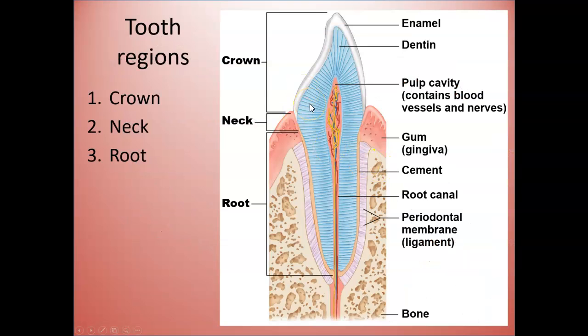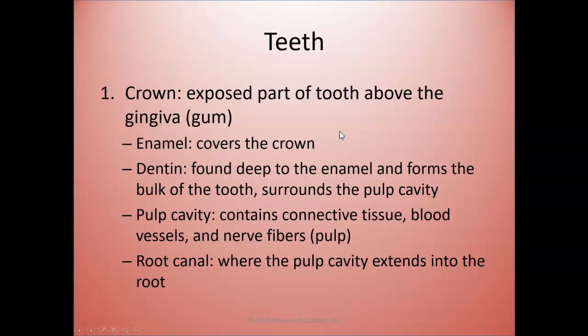If we look at the regions of an individual tooth, it's broken down into 3 parts: the crown, the neck, and the root. And you can see the material that goes inside the tooth as well. We'll talk about that as we go here. So the crown is the exposed part of the tooth above the gingiva, which is the gum. It contains enamel, which covers the crown, and then dentin, which is found deeper to the enamel and forms the bulk of the tooth and surrounds the pulp cavity. The pulp cavity itself contains the connective tissue, blood vessels, and nerve fibers, and then the root canal is where the pulp cavity extends into the root.